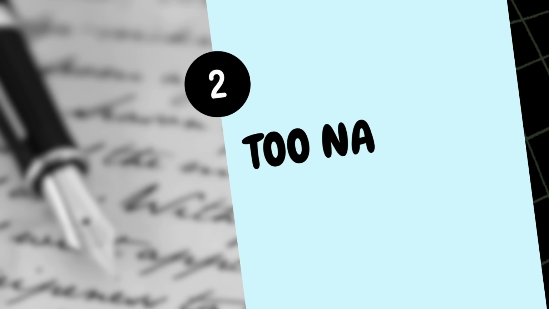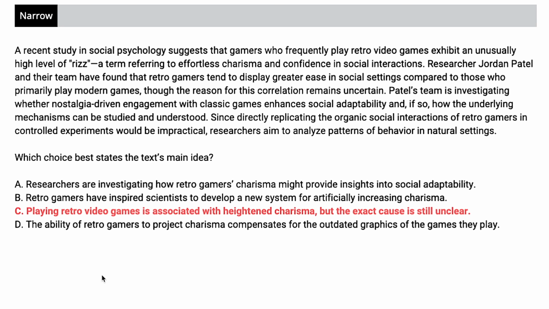Next up, we've got too narrow. This is going to be the opposite of too broad. And again, pause the video and read this first, but let's look at C and see why it is actually too narrow. So first of all, this is a main idea question. If we look at choice C, this is actually true. It says playing retro video games is associated with heightened charisma, but the exact cause is still unclear. We have very clear evidence of this. It says these gamers who frequently play retro video games have an unusually high level of riz, which is this effortless charisma. And it says, though the reason for the correlation remains unclear.